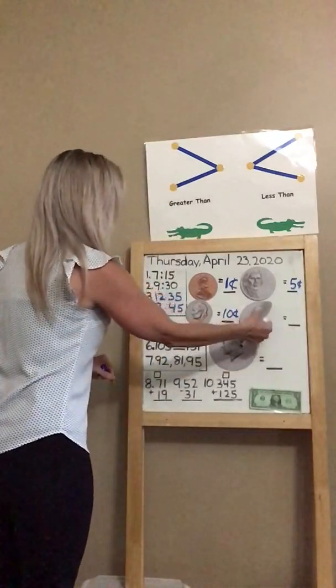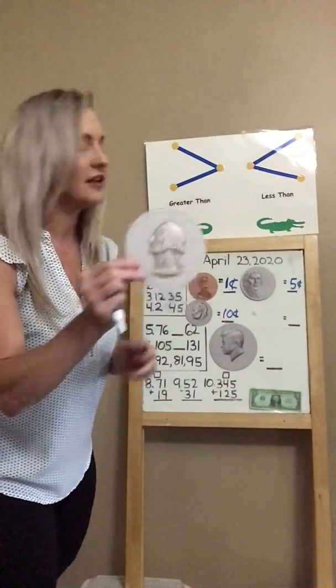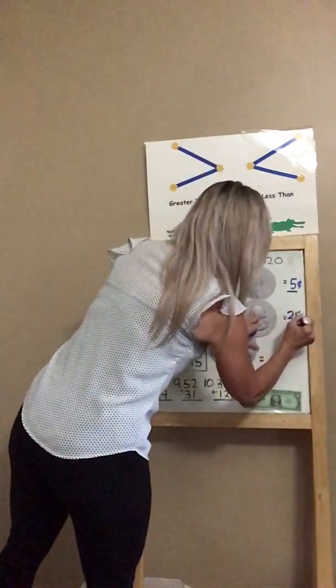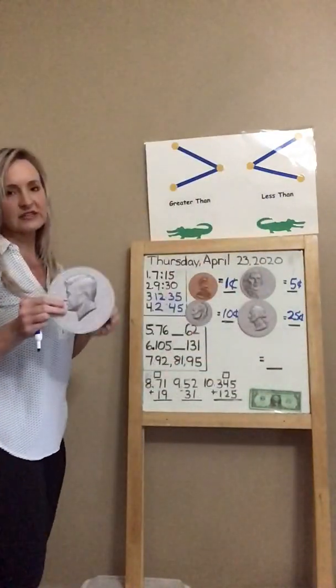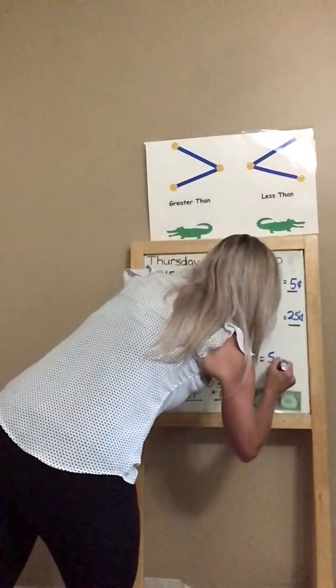Finally, I also have my quarter. Very good. What does the quarter equal? Yes, the quarter equals 25 cents. Now, last but not least, this is the biggest coin that we've talked about. What is the name of this coin? The half dollar. Yes, and what is the value of the half dollar? I hope you said 50 cents. The half dollar is 50 cents.